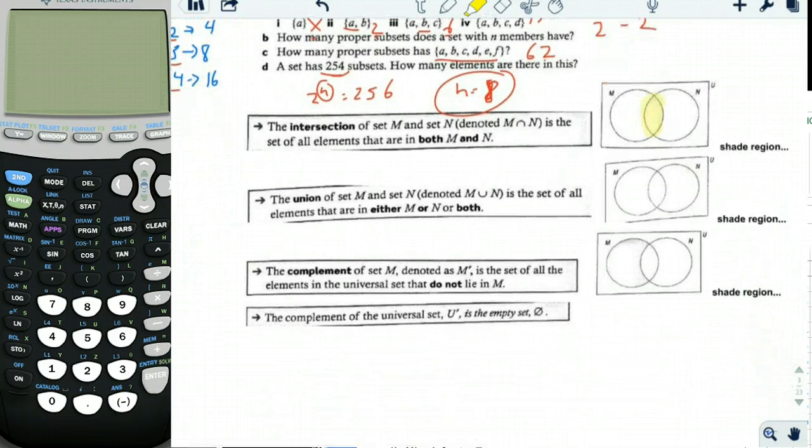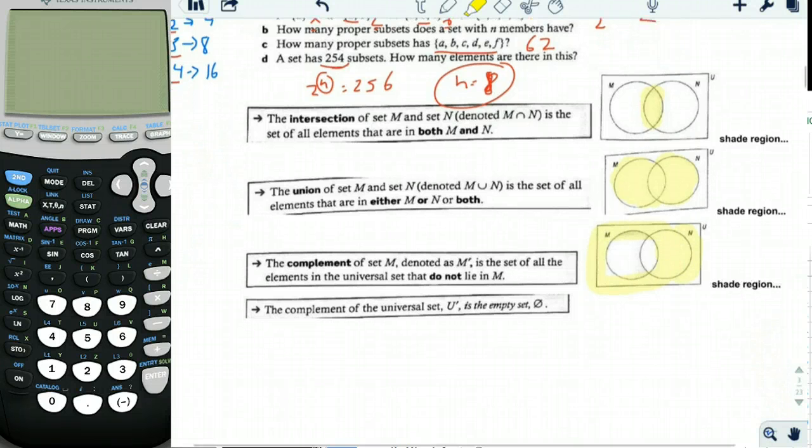Okay. The intersection of set M and N is the region between M and N. The union of the sets M and N, that means like everything in M plus everything in N, so it'd be kind of like that. The complement of set M, denoted as M apostrophe, is the set of all elements in the set that do not lie in M. So that would be everything around M.